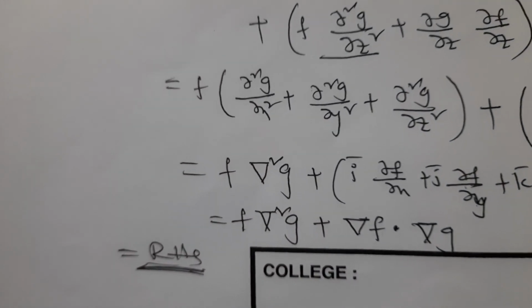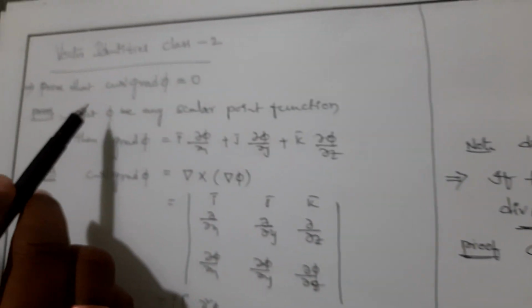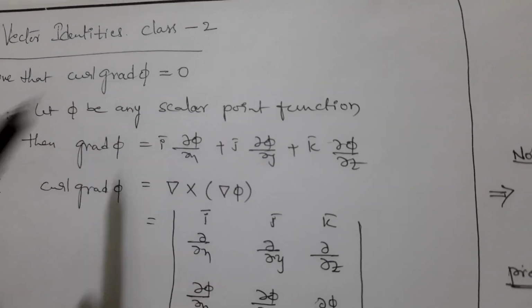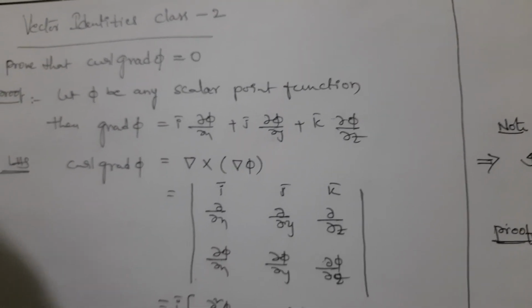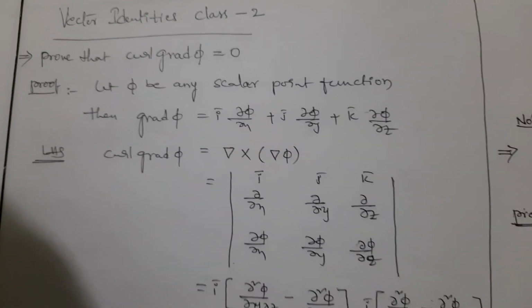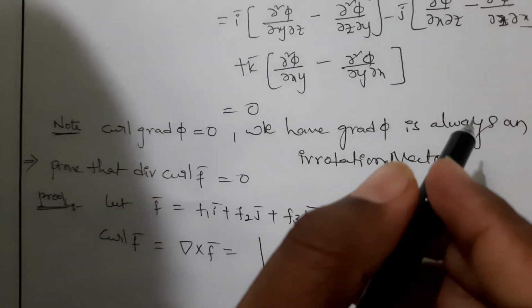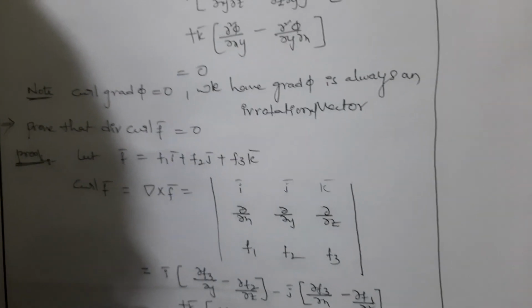Here in this class we discussed three questions. Prove that curl grad pi equal to 0. First write grad pi value, then find curl grad pi. It is equal to 0. Curl grad pi equal to 0, so grad pi is always an irrotational vector.